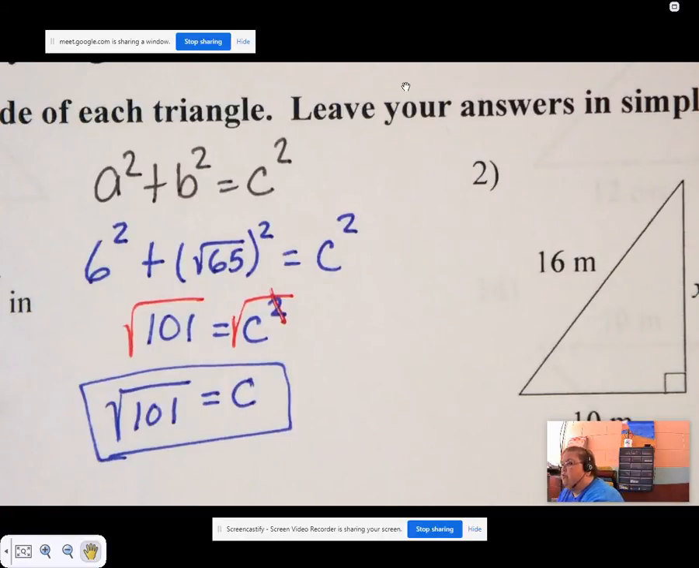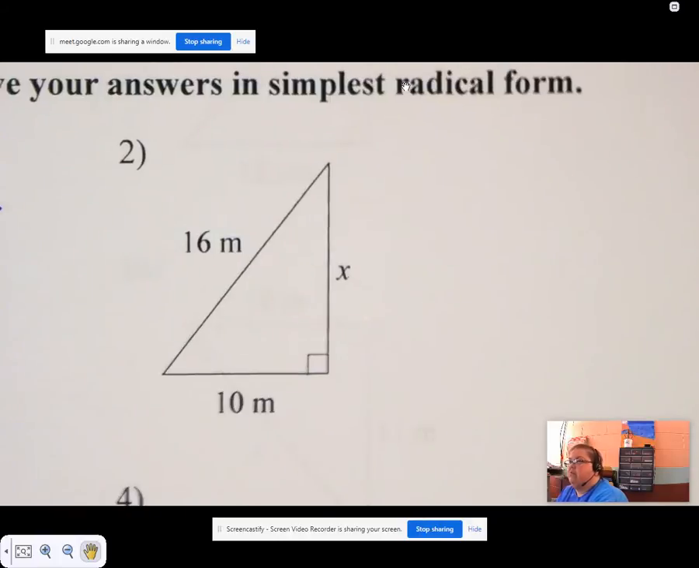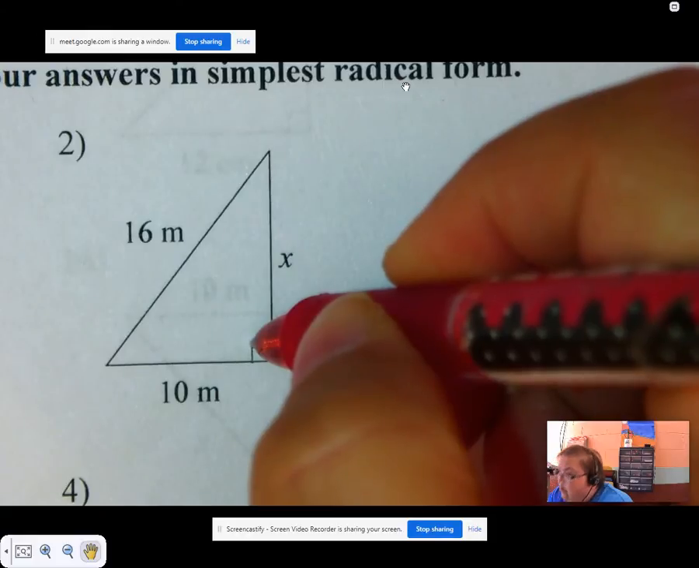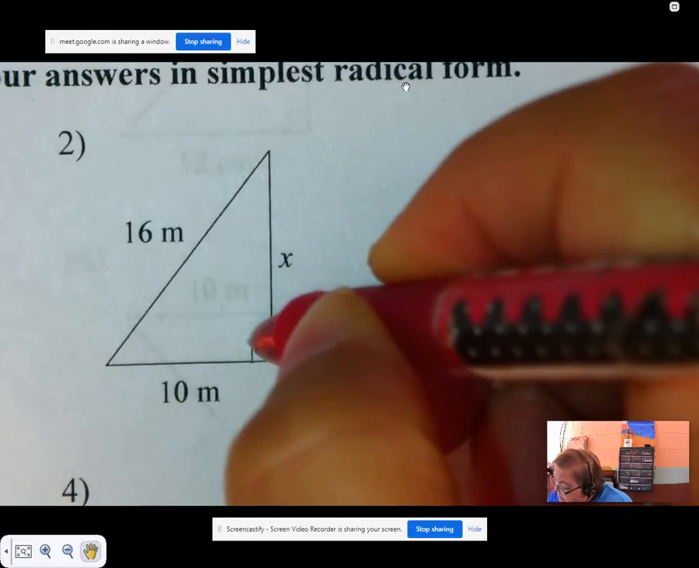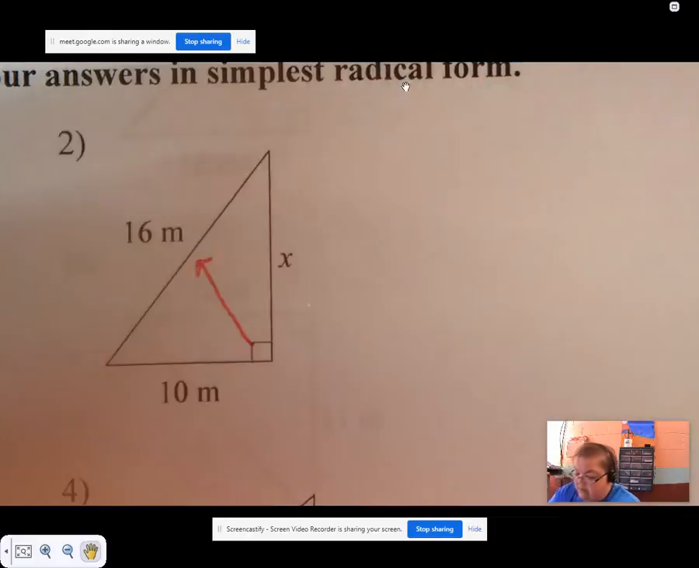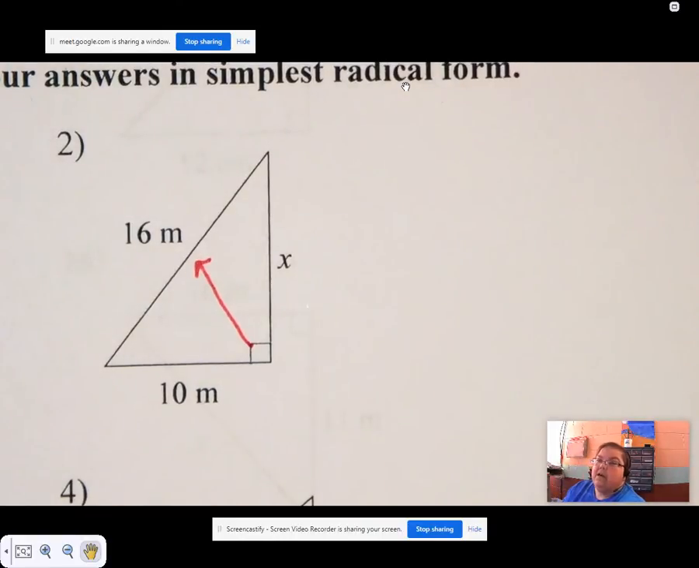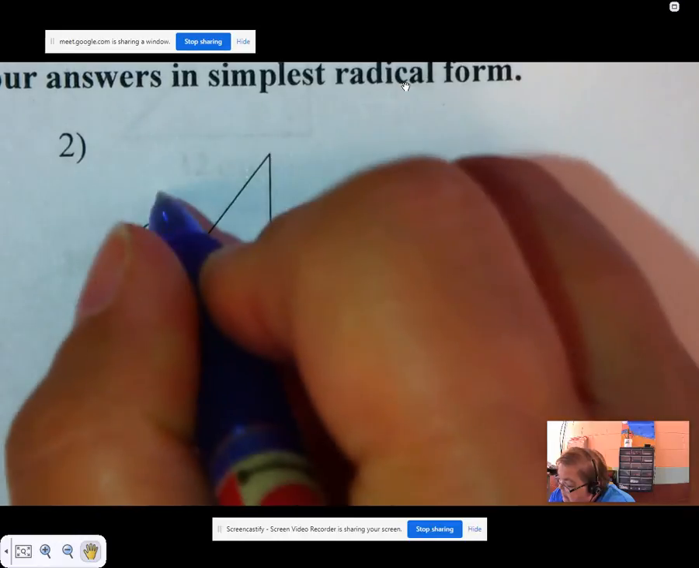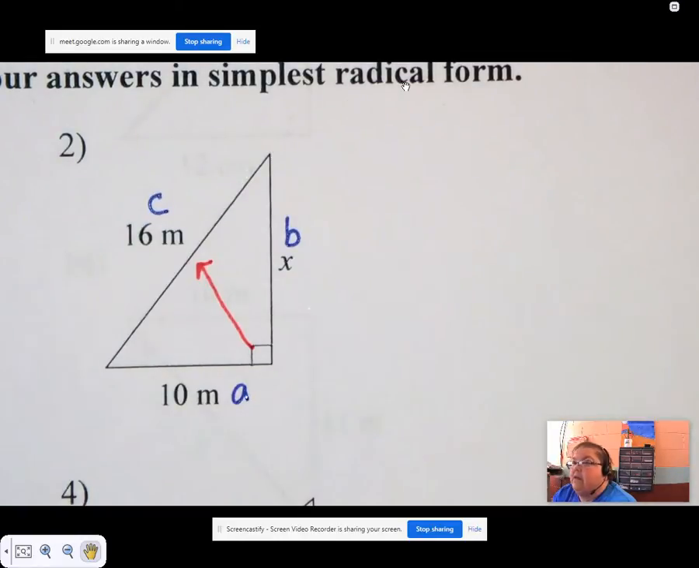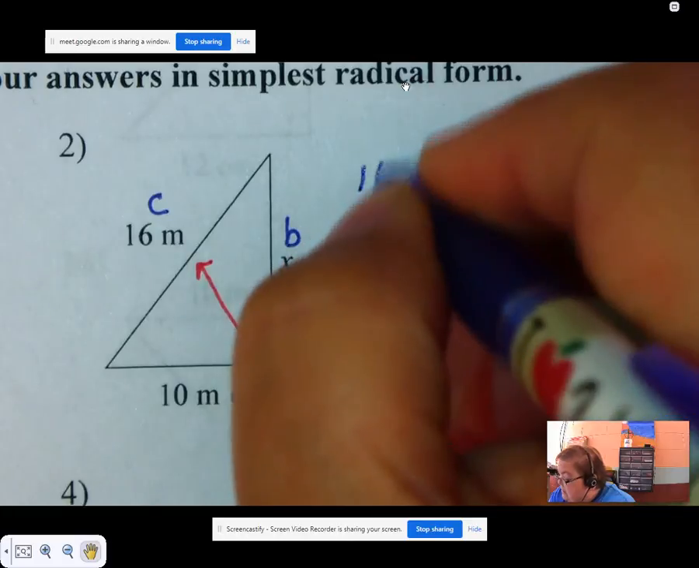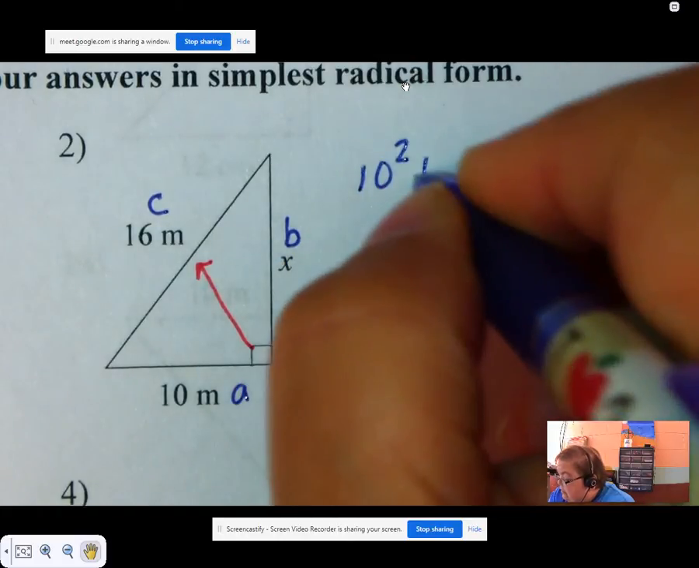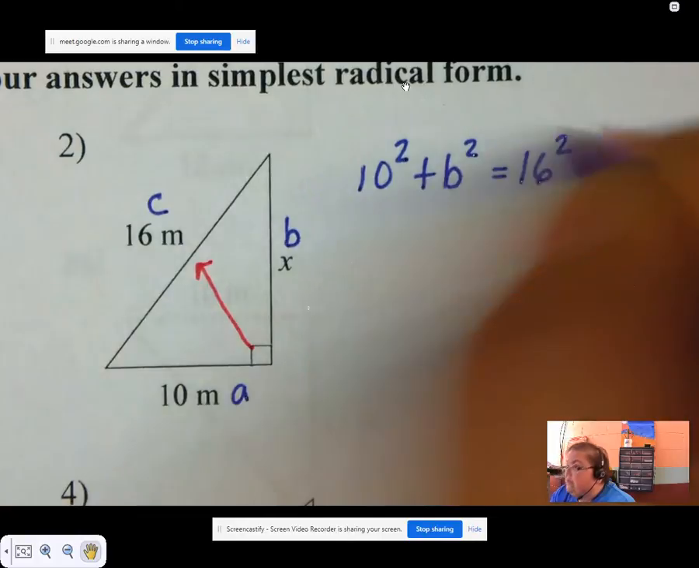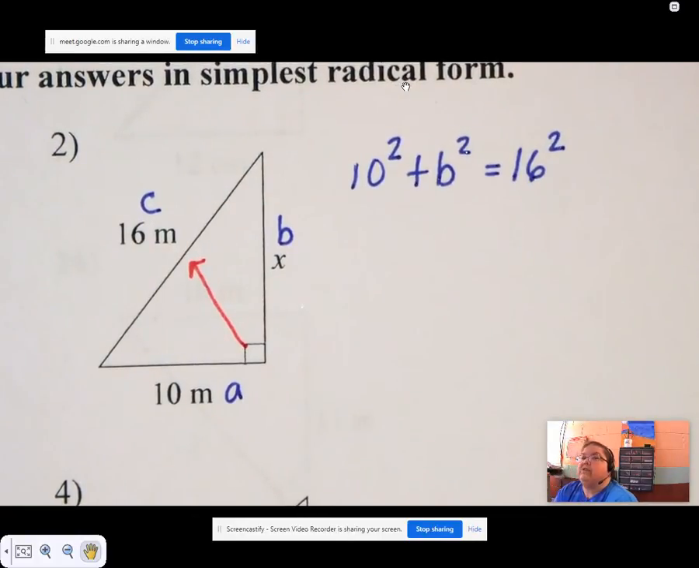Okay, we're going to look at number 2 now because I want you to see how it works. Pencil on the corner. What is going to be my C value here? 16. Here we go. A, B, C. All right, so I've got 10 squared plus B squared equals 16 squared. Questions?